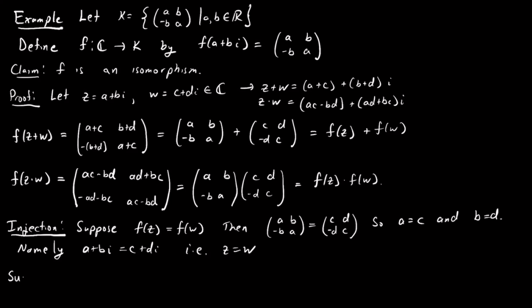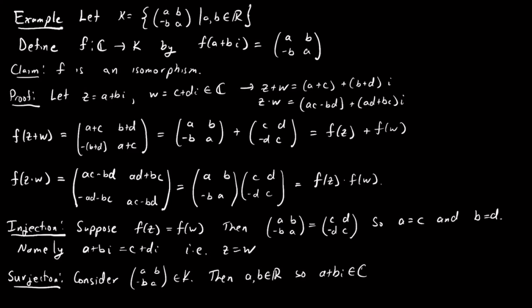And we can also check that this function is a surjection. So let's do that. Okay, so we have to consider a matrix. So consider an element of K, so a, b, minus b, a in K. Then, well, we have to ask, is there a complex number that maps to this matrix? So then, we know that a and b are real, so that a plus bi is a complex number, and by our map, we know that f of a plus bi is equal to a, b, minus b, a.